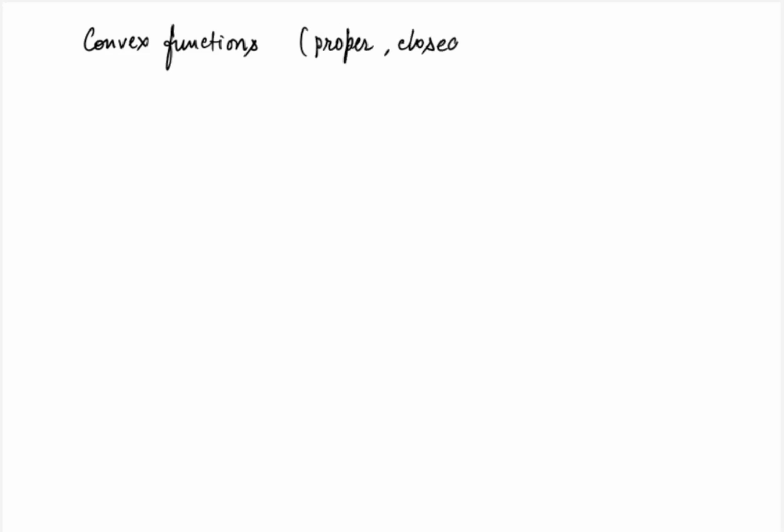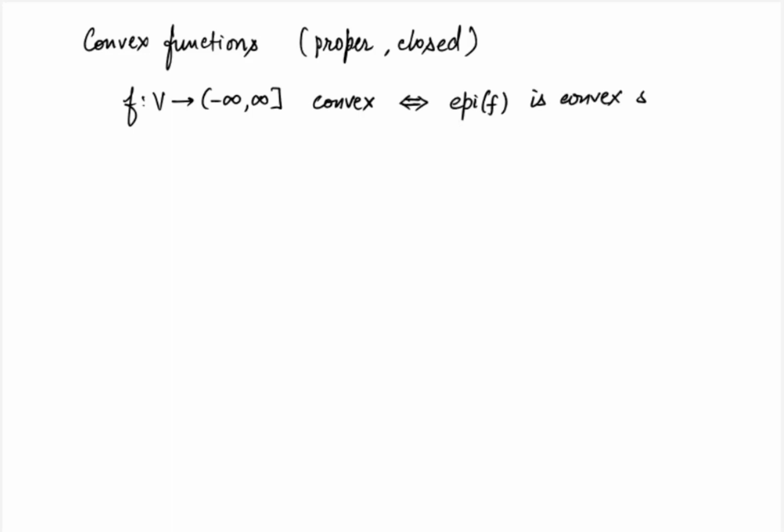Recall that a function is proper if its domain is non-empty and the function value is not minus infinity anywhere. On the other hand, a function is closed if its epigraph is closed. In the same way, a proper closed function is convex if and only if its epigraph is a convex set. So we have defined closed and convex functions only by using properties of their epigraphs.